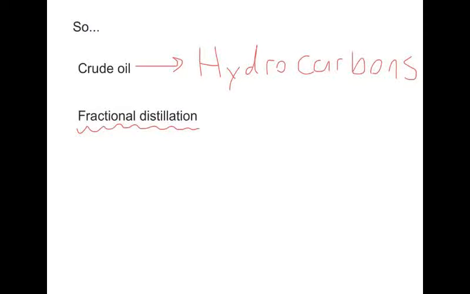Different size molecules, or hydrocarbons, boil at different temperatures. Smaller molecules have a lower boiling point. Larger molecules have a higher boiling point. When hydrocarbons are properly sorted and collected, they can be used. They can be used to make different fuels and different materials.